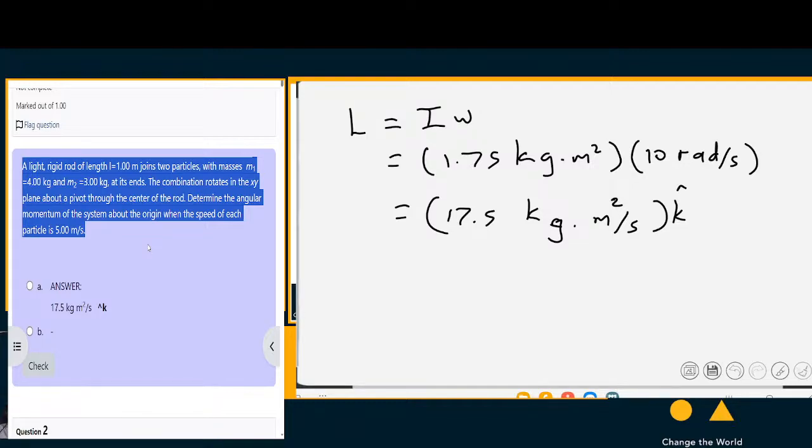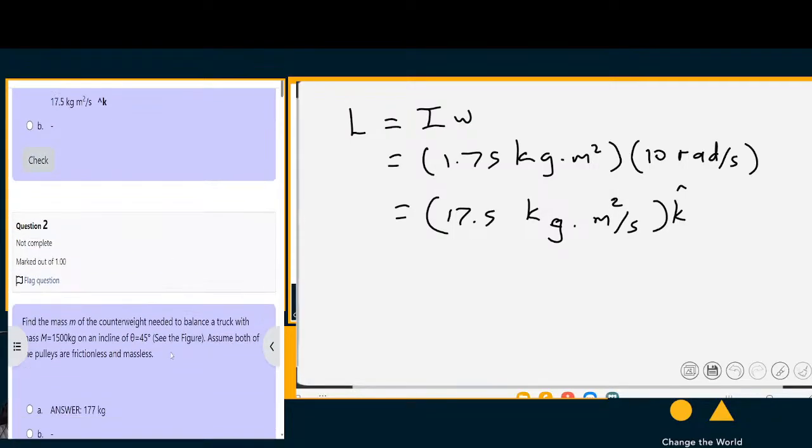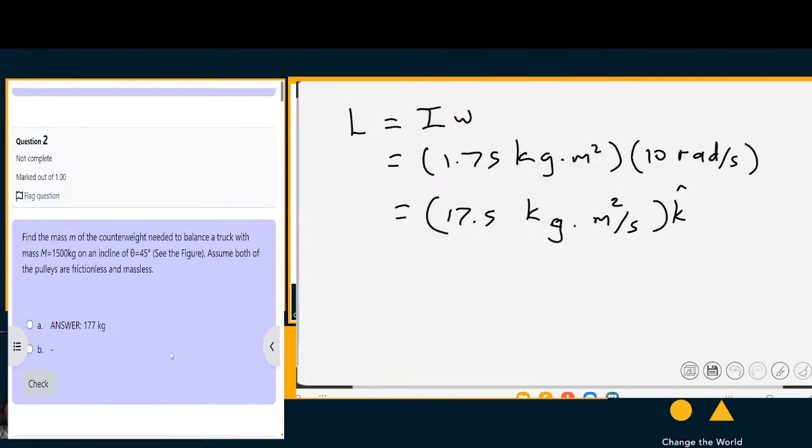If we say that those two are operating in the xy plane, then the angular momentum would be perpendicular to the xy plane, which is the z direction, the k hat direction. So we have calculated the angular momentum. Okay, question number two.